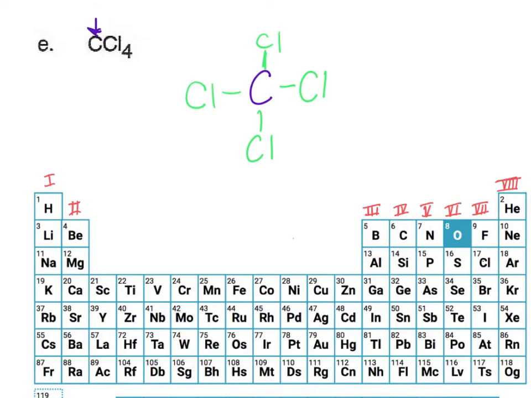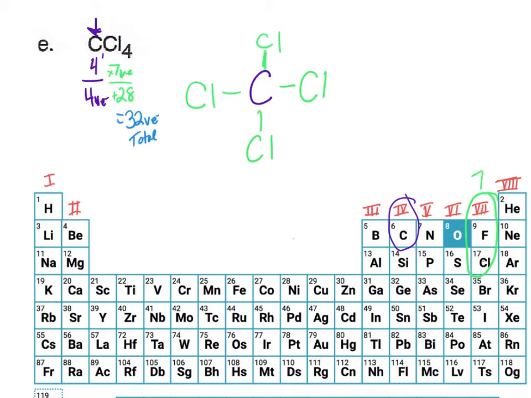So let's count how many we should have for carbon. Carbon is in group 4A, so it should have 4 valence electrons. There's only 1, so it counts as 4. Each chlorine should have 7 valence electrons. So 7 times 4 is 28. We add 4 plus 28 and we get 32 valence electrons that we're going to be working with.